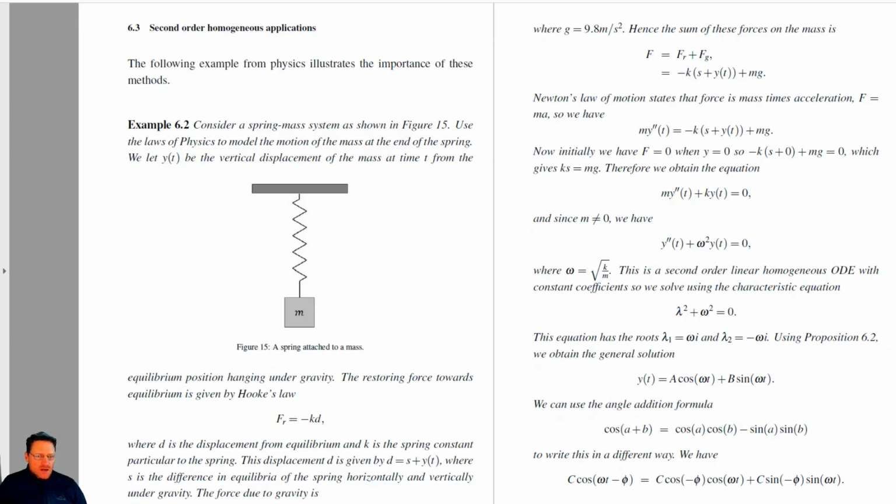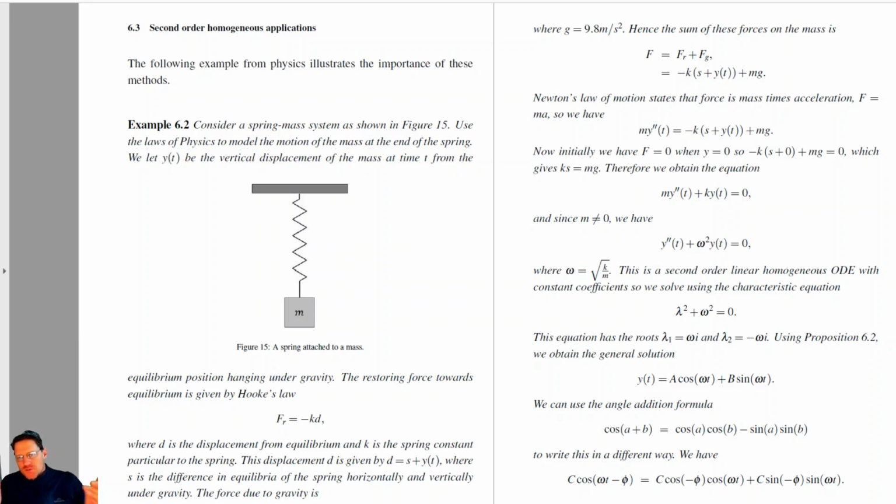The first one comes from physics, where we've got a spring in figure 15 attached to a mass at the bottom and, say, a ceiling at the top. So this is a spring-mass system. The question says, use the laws of physics to model the motion of the mass at the end of the spring. We let y of t be the vertical displacement of the mass at time t from the equilibrium position hanging under gravity.